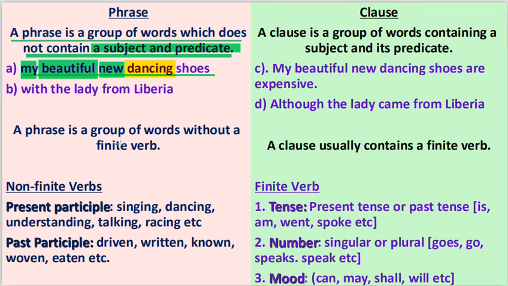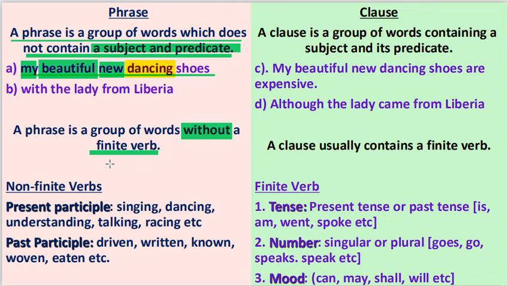Let's see another definition of a phrase for better understanding. A phrase is a group of words without a finite verb. So a phrase may contain a non-finite verb, but it does not usually contain a finite verb. See example A above. Although we have a verb dancing in example A, it is a non-finite verb. So it means the knowledge of non-finite verb is very important in order to understand a phrase.